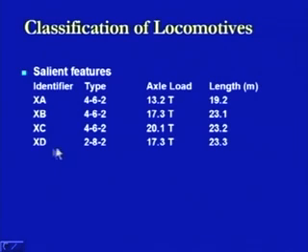This is for the goods condition. The goods traffic is there, therefore what we are increasing is the driving wheels here, and the trailing or the front wheels are reduced. Here it is comparable to the XB condition as far as the axle load or the length is concerned.